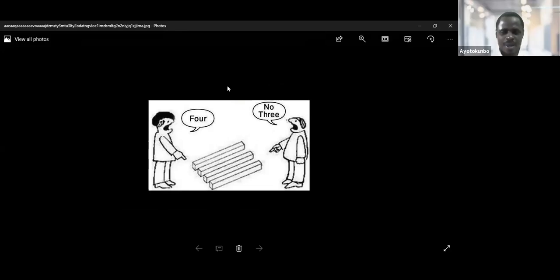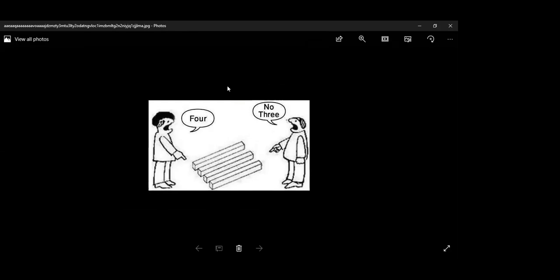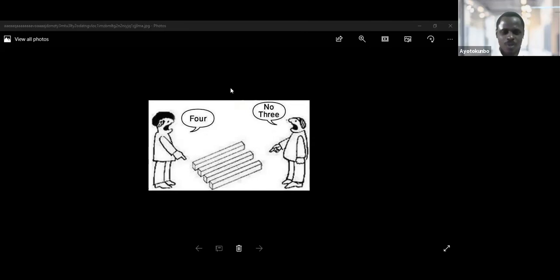Okay. Over to you, Daniel. May I know what you can deduce from this? Yeah, if you look at the picture from right, you'll see that there are 3 pieces, but if you look at it from left, it shows there are 4 pieces. Okay, so you can see that if somebody can see from one angle and is saying 4, the other can see from another angle is saying 3. So what does it interpret to be? That is the question now.